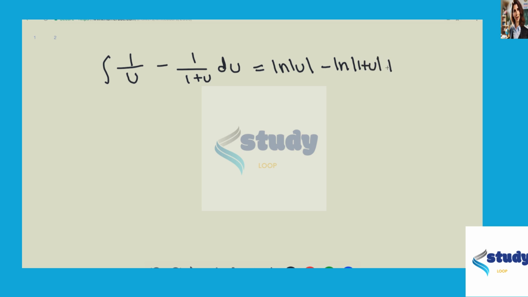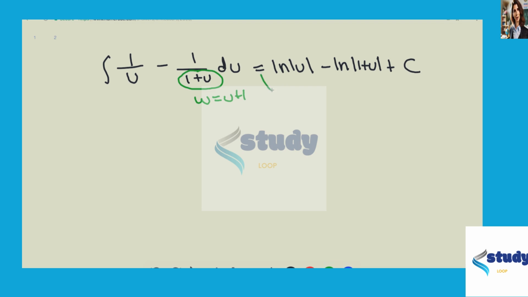A was 1, so integral a over u, minus 1 for b, so we pull out that minus, 1 over 1 plus u du. The first integral, natural log absolute value of u. Second integral, natural log absolute value of 1 plus u. Now if that 1 plus u is bothering you, feel free here to do a u sub. Let's say w equals u plus 1. And that should help you evaluate the integral.